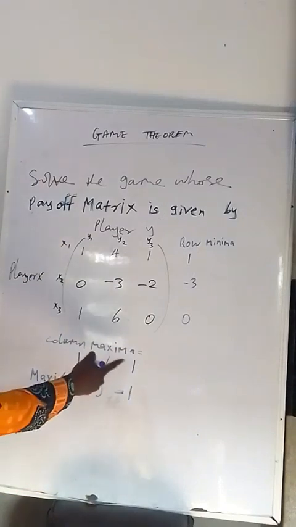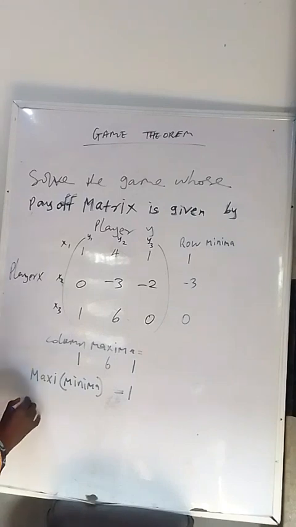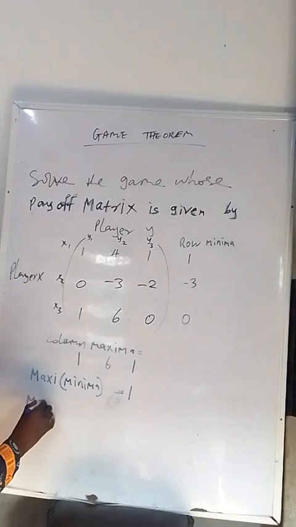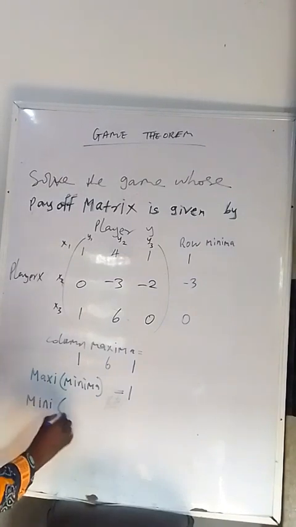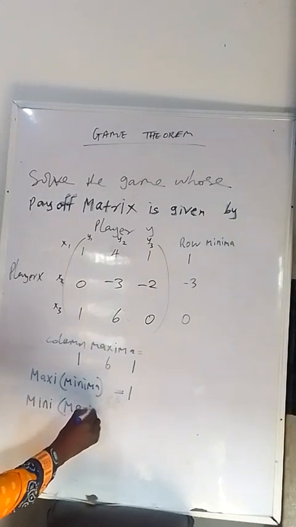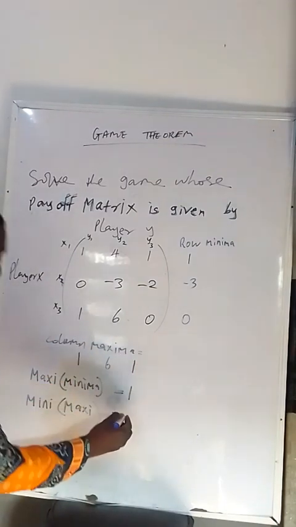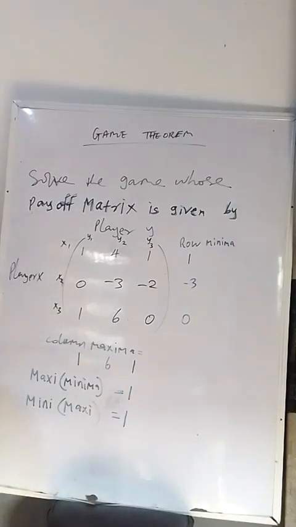Then we will also come to the column maximum. We will consider the minimum value. So we say minimax. Among the maximum, we want to pick the minimum. Considering the available values, the minimum value here is 1. And there is what we call saddle point.